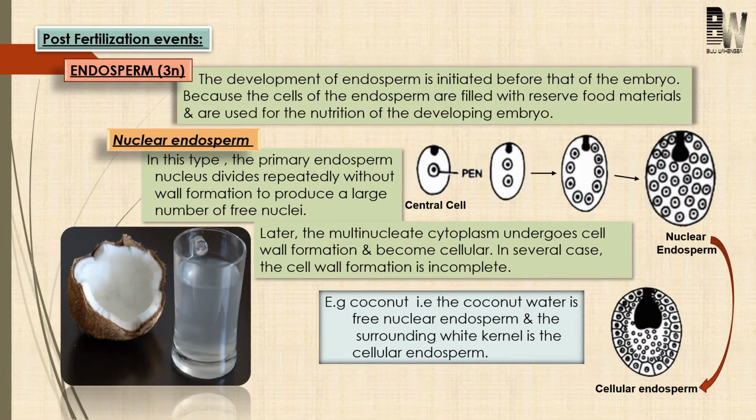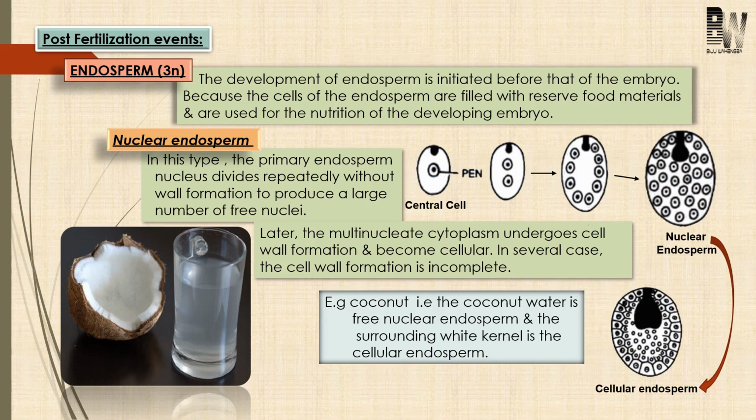Hello students, so coming back to chapter number 2, that is sexual reproduction in flowering plants. In this video class we will discuss post-fertilization events in plants. In post-fertilization events we will discuss the formation of endosperm, formation of embryo, formation of seed and formation of fruit. But in this video class we will study only two topics, that is endosperm and embryo, and for fruit and seed we will discuss in another class.